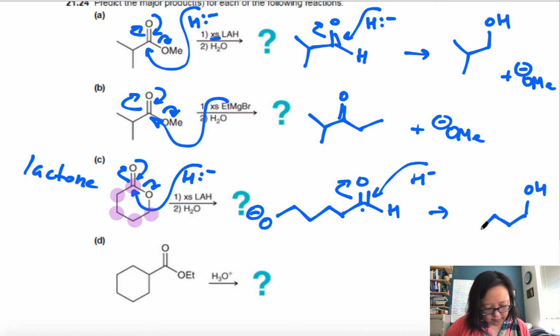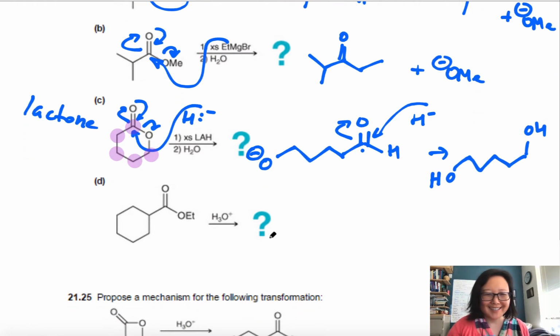1, 2, 3, 4, 5, and the OH, and you're going to work that up with water and end up with this diol. And then just go back and make sure: 1, 2, 3, 4, 5, 5 carbons only. Doesn't hurt to count.